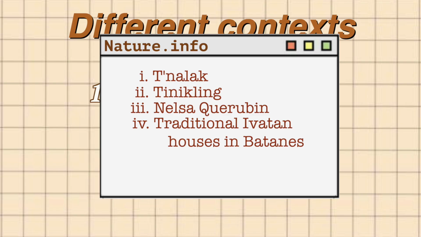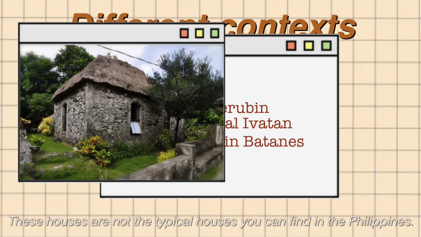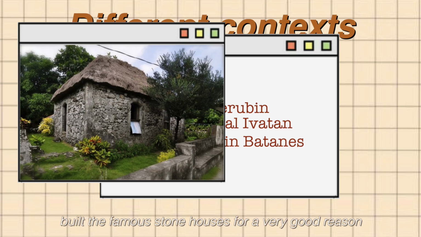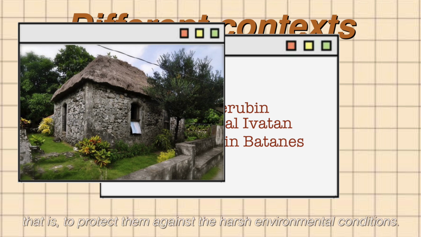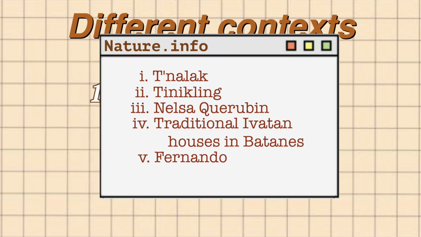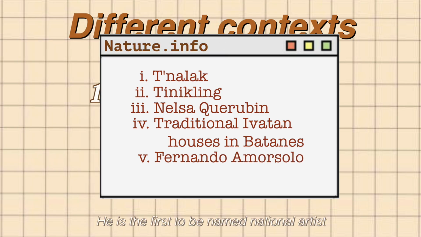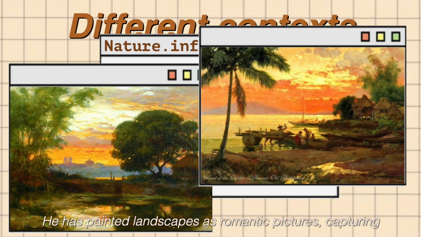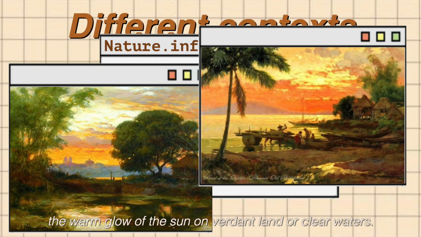Traditional Ivatan houses in Batanes. These houses are not the typical houses you can find in the Philippines. The Ivatan people, an ethno-linguistic group of the Batanes province, built the famous stone houses for a very good reason. That is, to protect them against the harsh environmental conditions. The house protects them from strong typhoons and earthquakes. Fernando Amorsolo. He is the first to be named national artist. He painted landscapes as romantic pictures, capturing the warm glow of the sun on verdant land or clear waters.